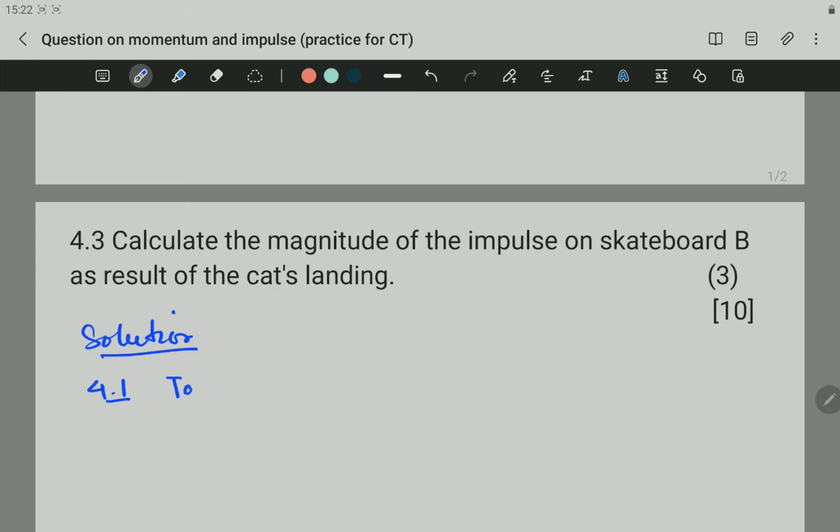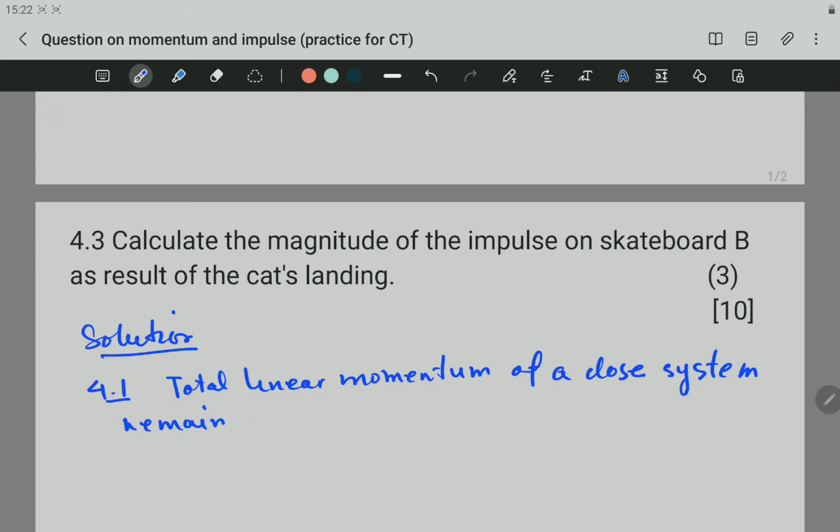This principle states that the total linear momentum of a closed or isolated system remains constant. The total linear momentum of a closed system remains constant.